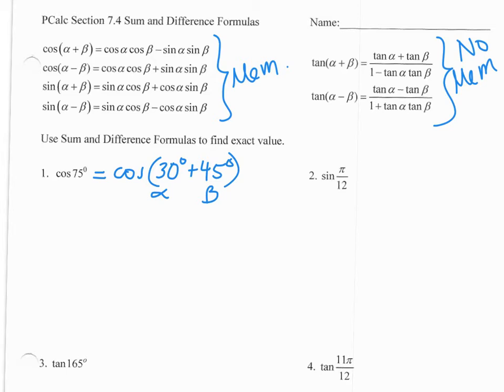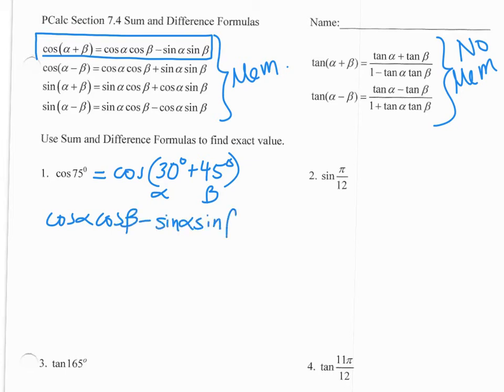And since this is a cosine question and it's a sum formula, now my focus goes to this very first box. And I see that cosine of alpha plus beta is the same as, I'm going to rewrite the formula here, cosine alpha cosine beta minus sine alpha sine beta. And since it's addition, 30 plus 45, it's commutative, so it doesn't matter if you had written the 45 first.